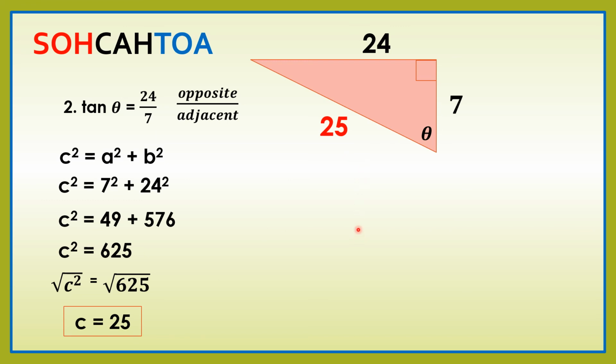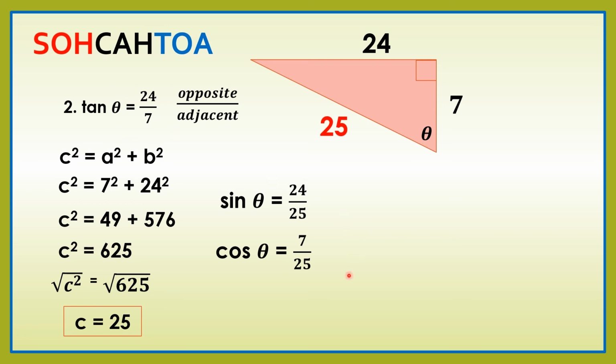So, makukuha na natin yung other trigonometric function. So, let's have here SOH for the sine. Theta is equal to opposite natin ay 24, hypotenuse ay 25. Next is CAH. Cosine theta is equal to ang adjacent natin ay 7 at ang hypotenuse natin ay 25. Next is TOA. Ang TOA natin ay given. That is tangent theta is equal to 24 over 7.